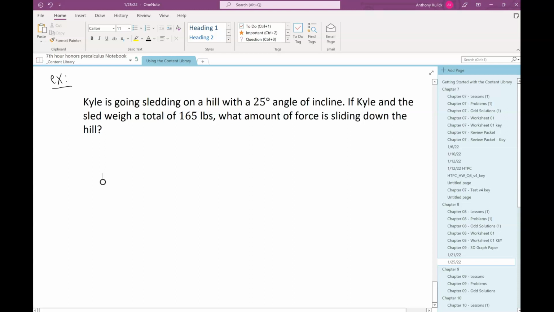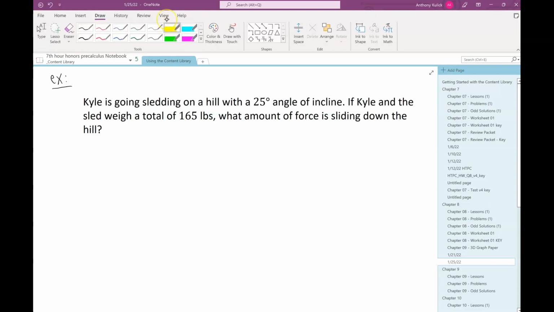So when I read this, this sounds like a vector projection question because we're asking for the amount of force going in a specific direction, in this case down a hill. So when I reread this, I'm going to be looking for two vectors. The first vector I see is this hill vector.